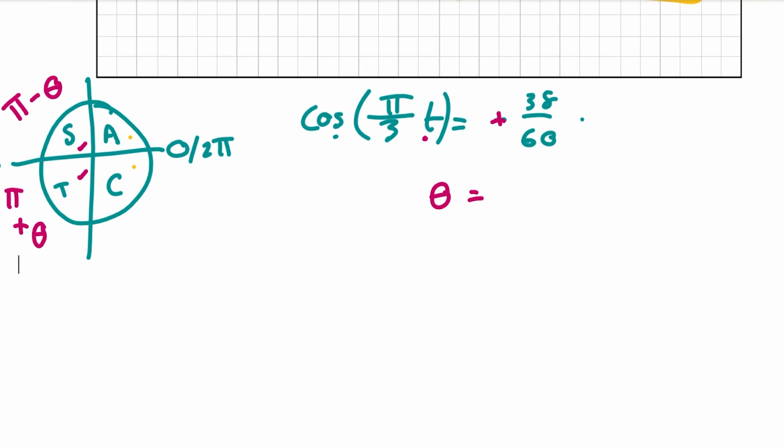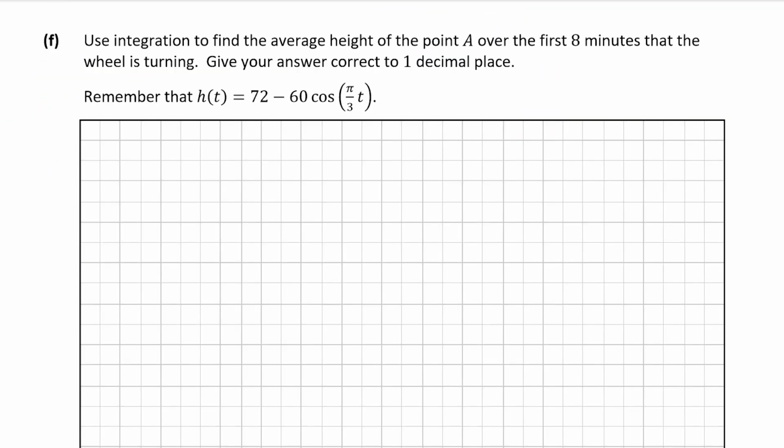Now let's move on to question F. This is the final question in this long 50-mark question, and it is an average value question. It asks us to use integration to find the average height of the point A over the first 8 minutes that the wheel is turning, and to give our answer correct to 1 decimal place. And it tells us to remember that h of t is 72 minus 60 cos pi over 3t.